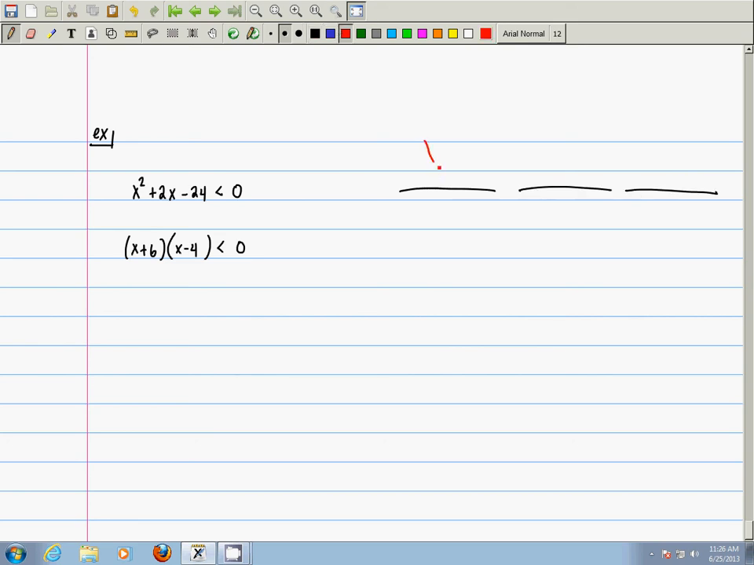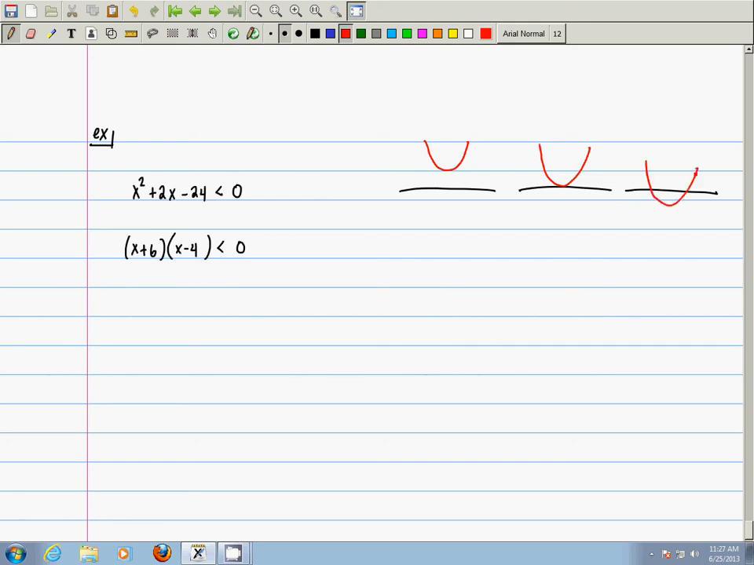I want to know where it's negative, so there's only a few possibilities. Since it opens up, it may never be negative. That's a legitimate thing. Then the middle quadratic is never negative. It's always positive except for where it's zero at the one place. Or it could be this.